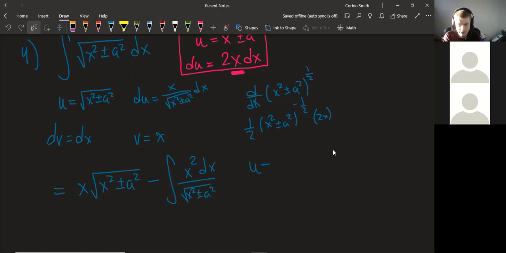In this case, we can do a u substitution, so that u is equal to x squared plus or minus a squared. Then, do we want to do it that way? So then du is equal to 2x dx. We want to split it up further. So we have an x squared. I'm going to rewrite this as the integral of x squared plus or minus a squared minus or plus a squared over the square root of x squared plus or minus a squared dx.